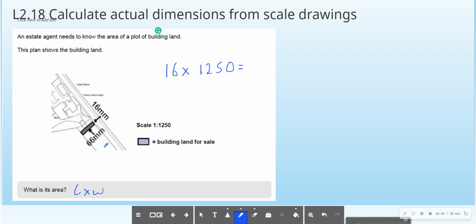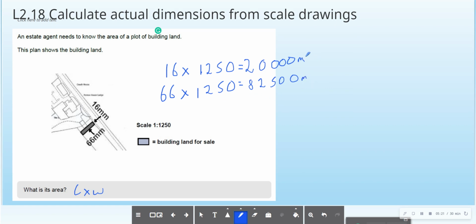And for this length, 66 times 1,250. Quickly do that on a calculator. That's 20,000. And this is 82,500. Now this is what the lengths actually are, so still in millimeters.